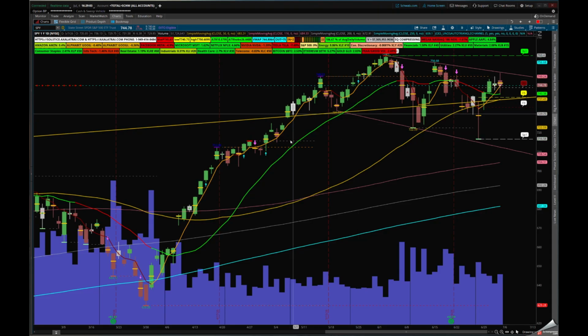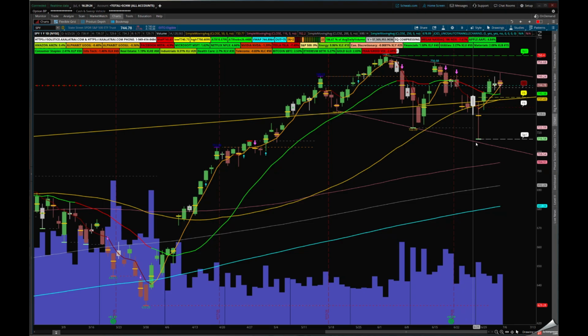We came and tested this area here where we broke out of that 720 area. We retested it and rallied back up, but we closed inside on the weekly bar at a decent level. It doesn't mean that things are starting to break, but we're creating lower lows and lower highs from the top.